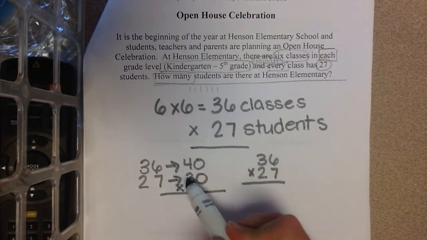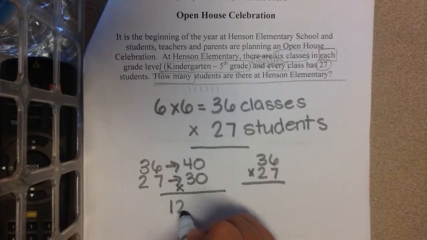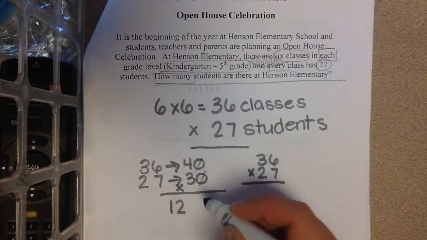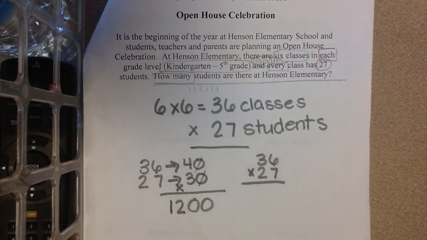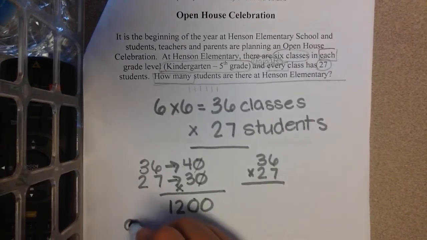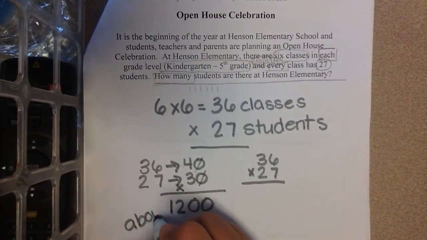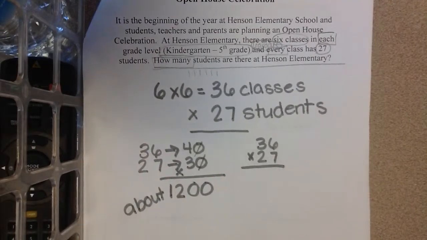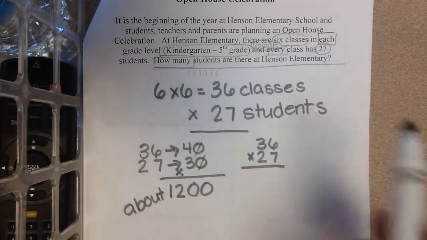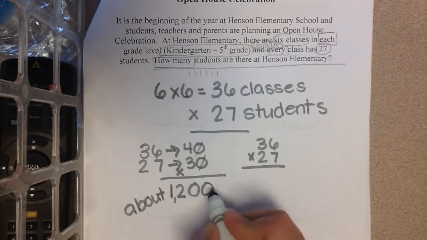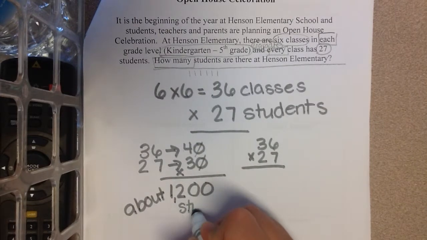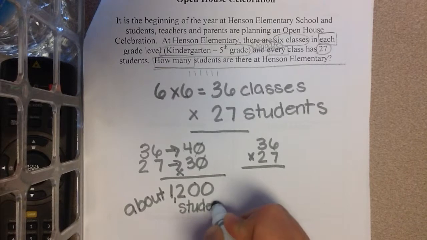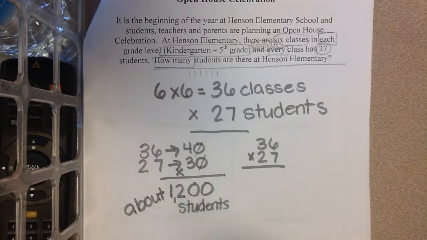So, 4 times 3, I know that's 12. How many zeros? 1, 2. Use those patterns of zeros. So, I'm going to write that it's about 1,200. Let me go up to my question. How many students? About 1,200 students. So I have now estimated my answer. My answer should be close to 1,200.